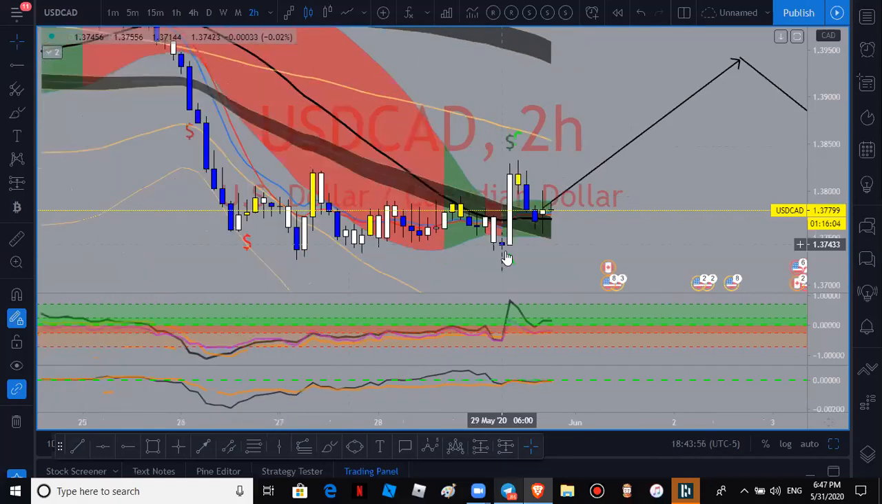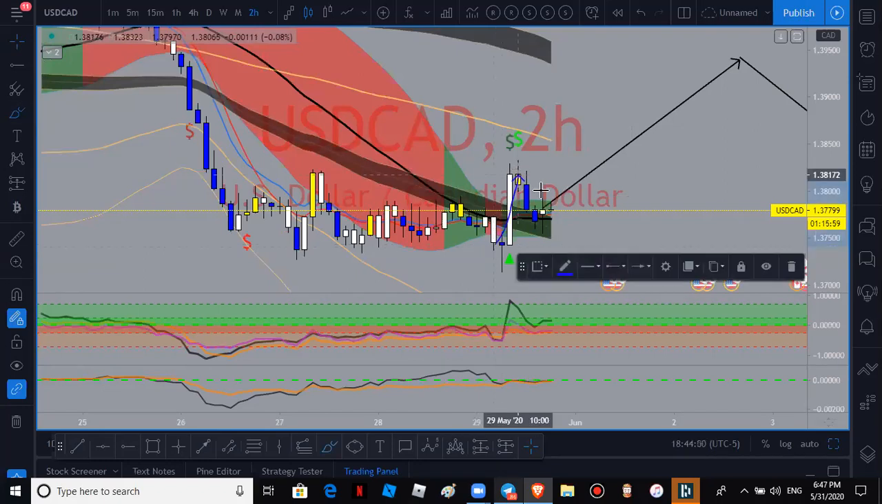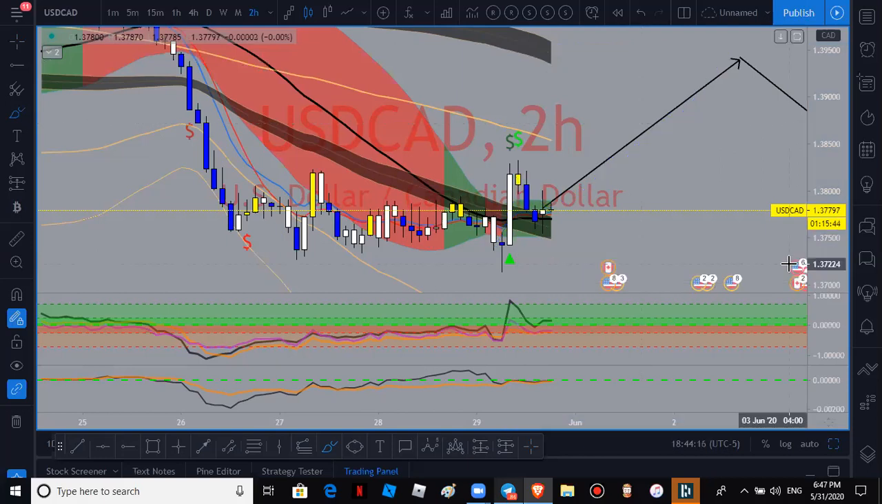And this looks way better because what do we have? We have the break, retest, and look where this lines up. It lines up exactly with the upper danger zone right here. So yeah, I like the 2 hour time frame for UCAD. I might trade this tonight, maybe tomorrow, most likely tomorrow morning, but I'm looking for buys on UCAD for sure.